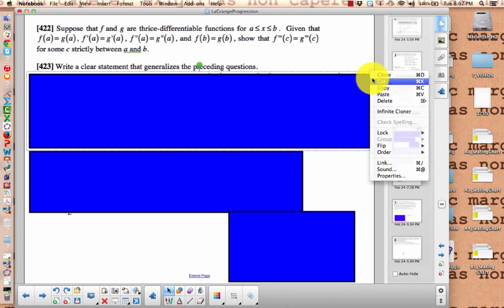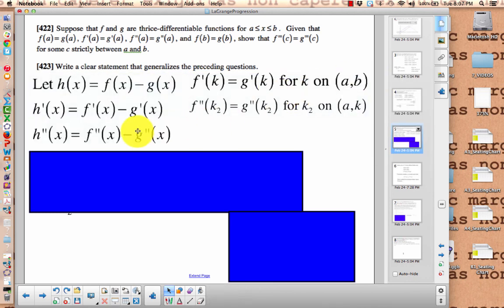We're going to create this function h that is the difference between f and g. The first derivative of h would be f prime minus g prime, and the second derivative of h would be f double prime minus g double prime. We've already established that there's going to be a value of k where the first derivatives are equal. That was several problems back. And then a few problems back, we established that there's a place where the second derivatives will be equal.